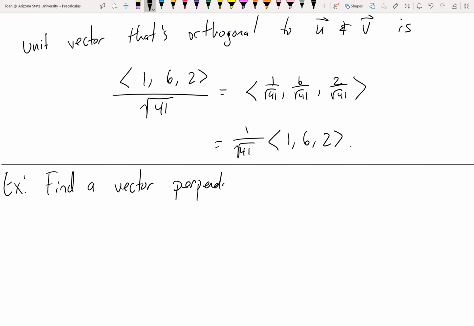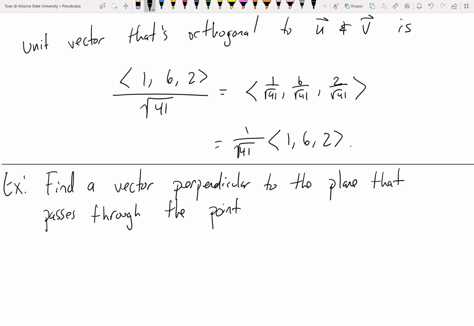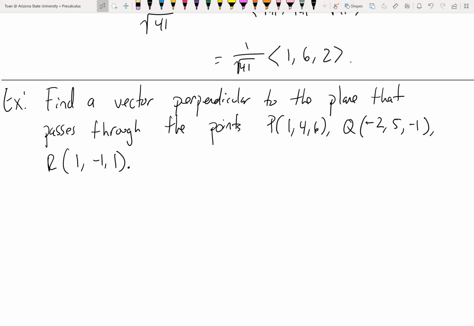perpendicular to the plane that passes through the points, say point P, which is (1, 4, 6), point Q, that is (-2, 5, -1), and, let's say, R, I have to sing that song to know my alphabet, (1, -1, 1). So I want to find a vector perpendicular to the plane that passes through the points P, Q, and R.